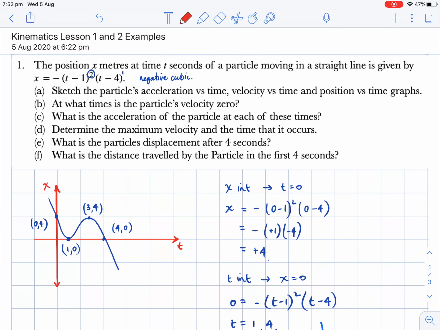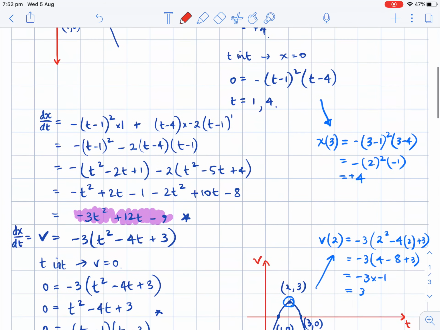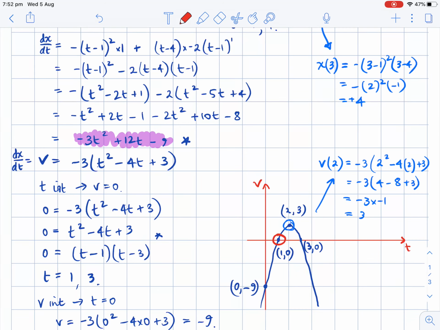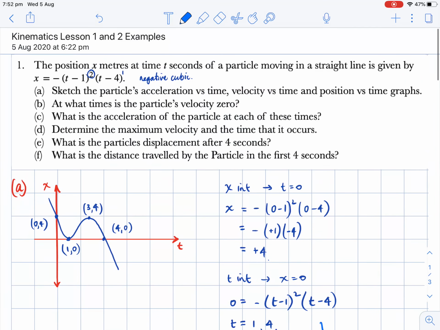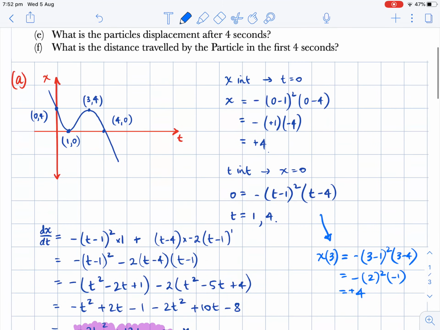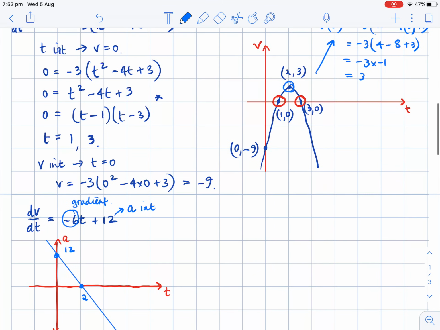So part B, this was part A. For part B, at what times is the particle's velocity 0? Well, the velocity is equal to 0 at 1 and 3 seconds. So let's actually go ahead and write that straight in here at 1 and 3 seconds. What is the acceleration of the particle at these times? Alright, so we got the acceleration of the particle.